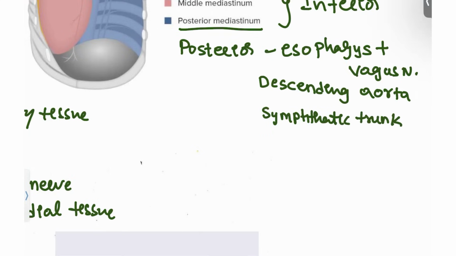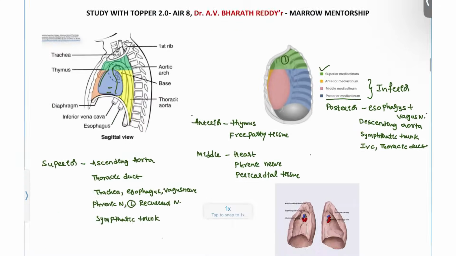Sympathetic trunk. Along with that, there will be an inferior vena cava and thoracic duct. These are the structures that are present in the posterior. The only nerve that is present here is the vagus nerve. So this is the mediastinum and its classification.